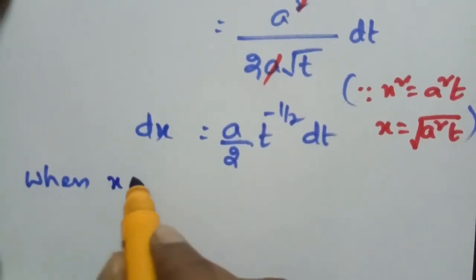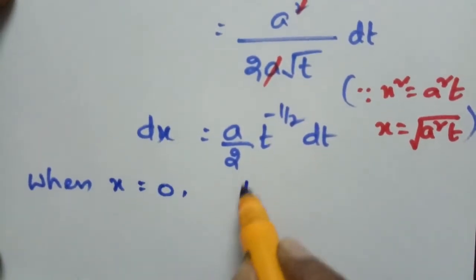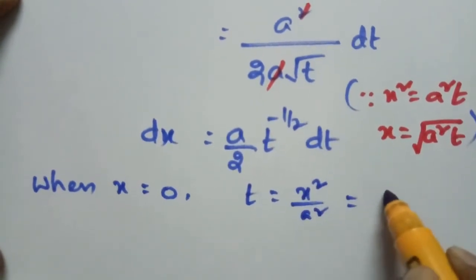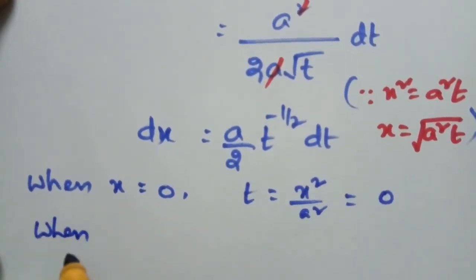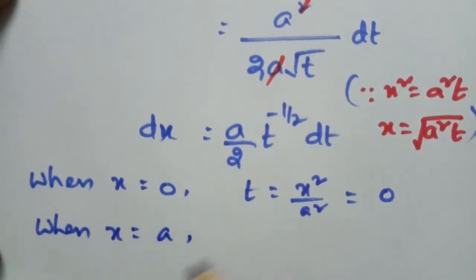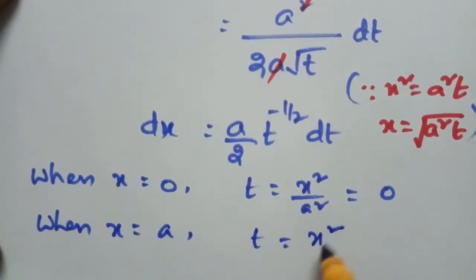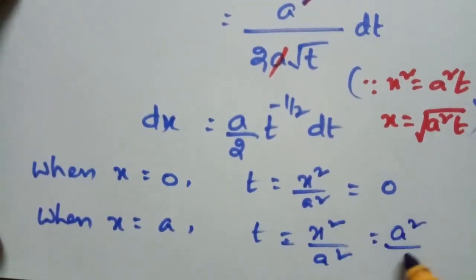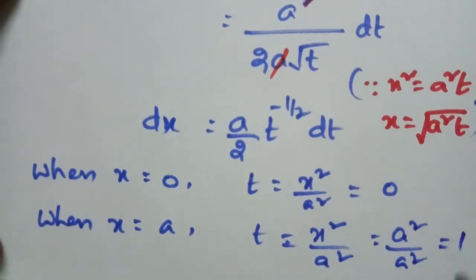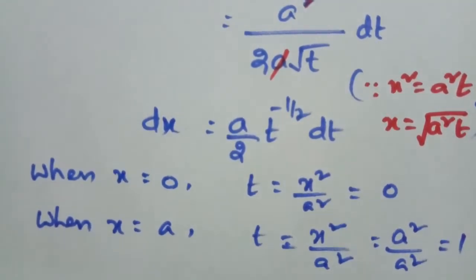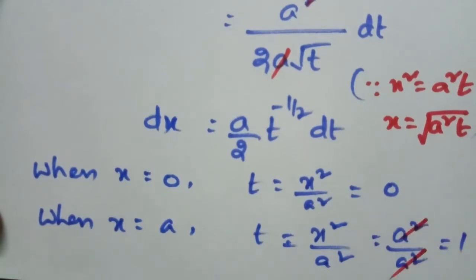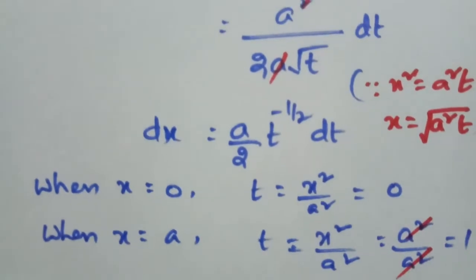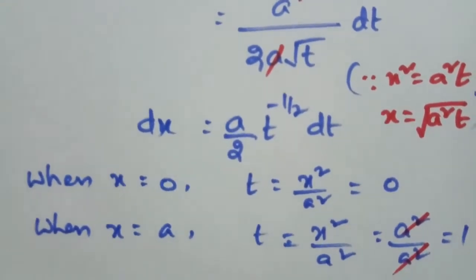When x is equal to 0, t is equal to x square by a square, that is 0 by a square, which is 0. When x is equal to a, t is equal to x square by a square, that is a square by a square, which is equal to 1. Since a square gets cancelled, we get t is equal to 1. Therefore, the t limits become 0 to 1 as the x limits go from 0 to a.